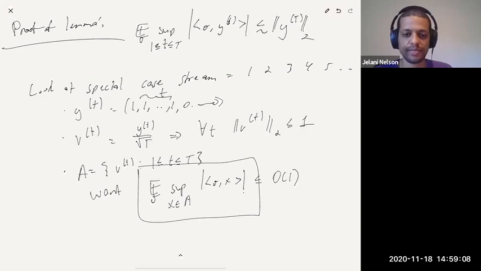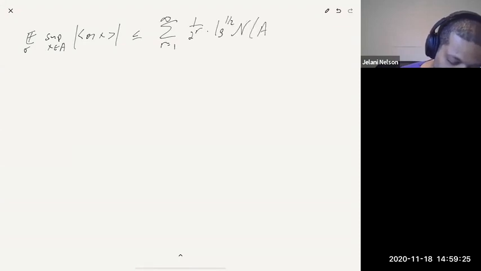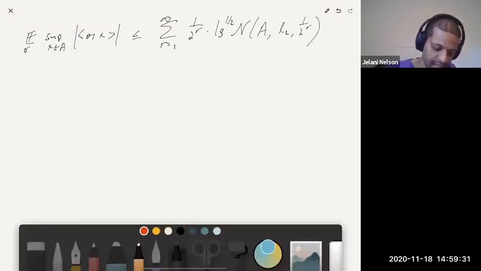Okay. So we know that the expectation over sigma of the sup over x in A of sigma dot x is at most the sum over all r from 1 to infinity of 1 over 2 to the r times the square root of the log of the covering number of A with respect to the L2 norm at scale 1 over 2 to the r. So the name of the game really is just understanding how big an epsilon net of A is.